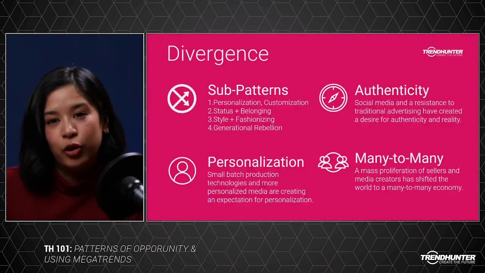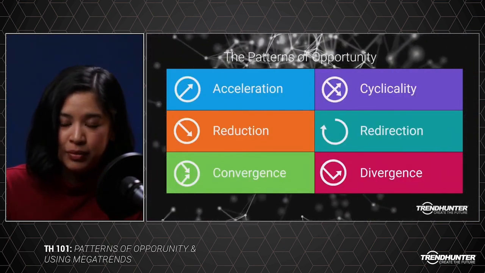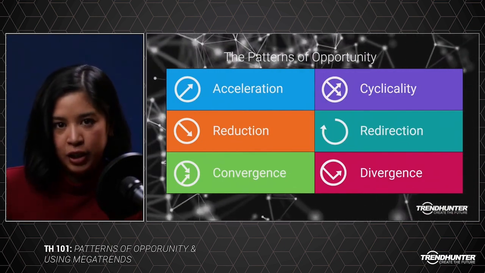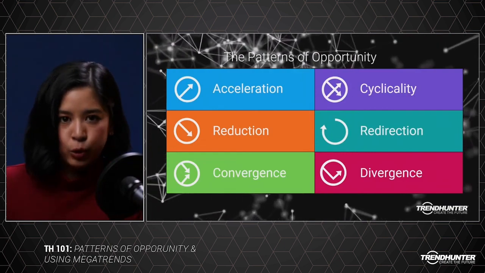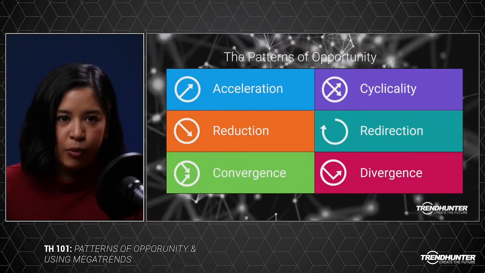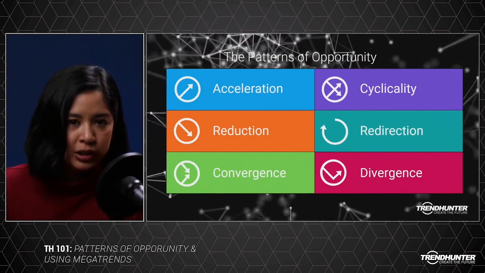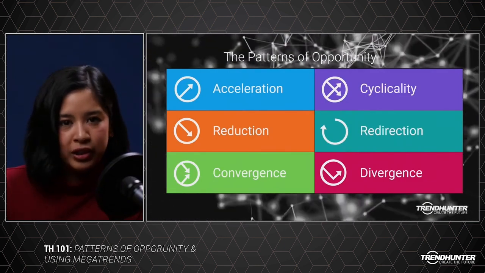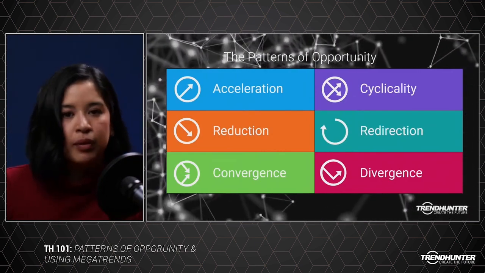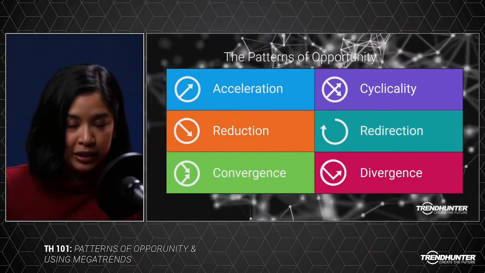Now that wraps us up for our Megatrends under Divergence, and that actually wraps us up for all of our Megatrends. As a quick review of what we went over today, we talked a bit about the patterns of opportunity, which function as a sort of lens through which you can view any problem on your plate. Acceleration is all about focusing on that repeating themselves. Reduction is about the power of omission. Redirection is about moving against consumer expectations and redirecting what's expected of you. Convergence is about combining ideas, and divergence is about that sense of rebellion.